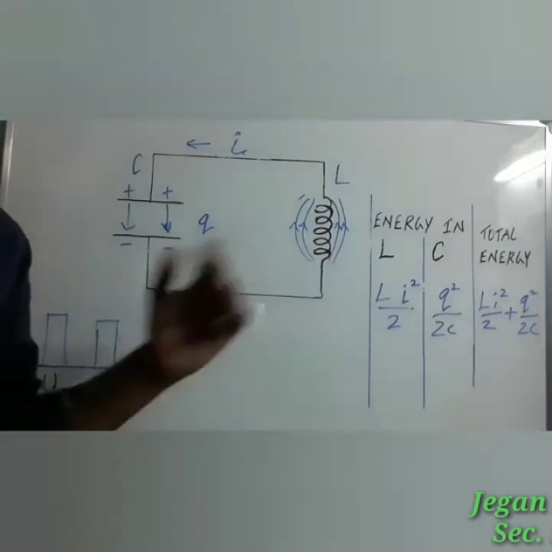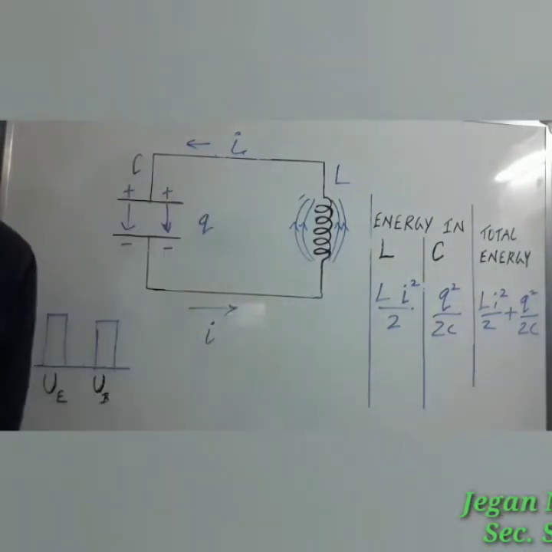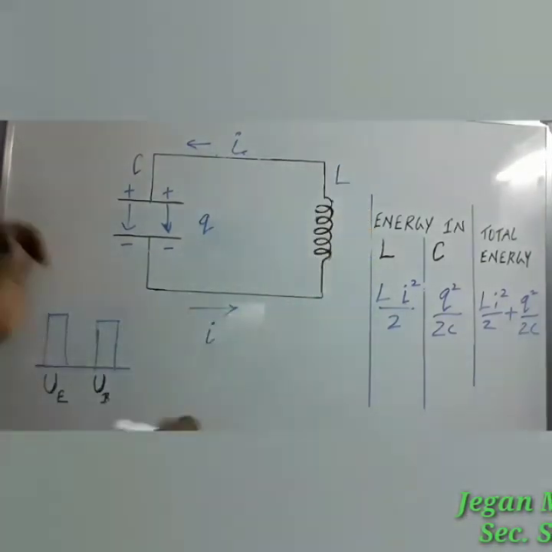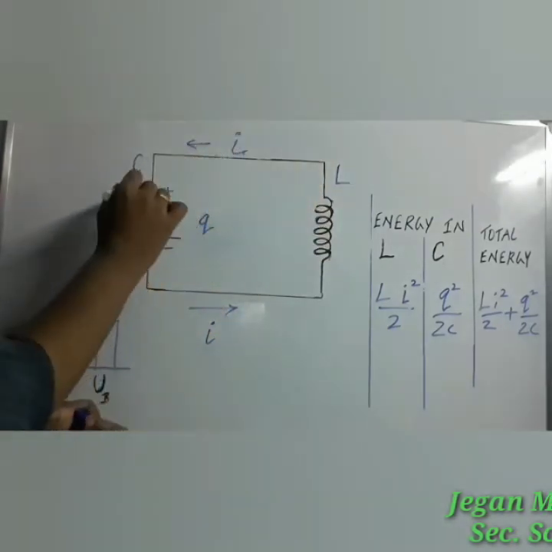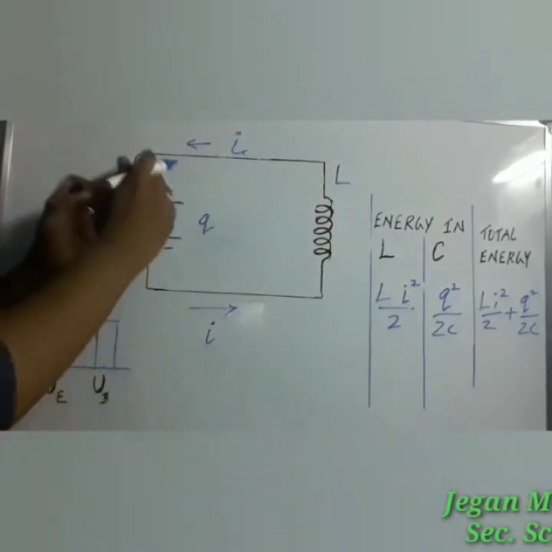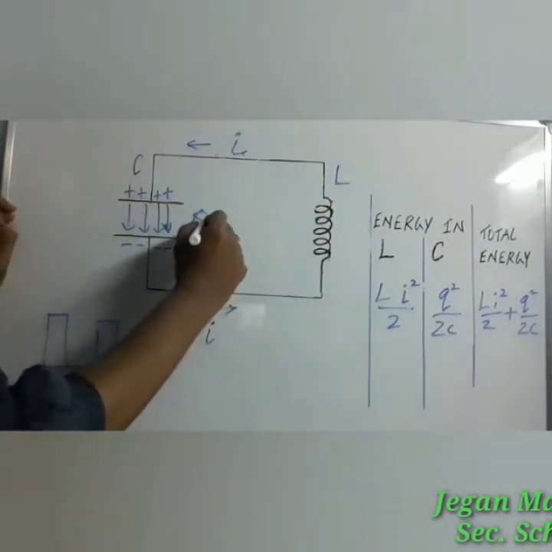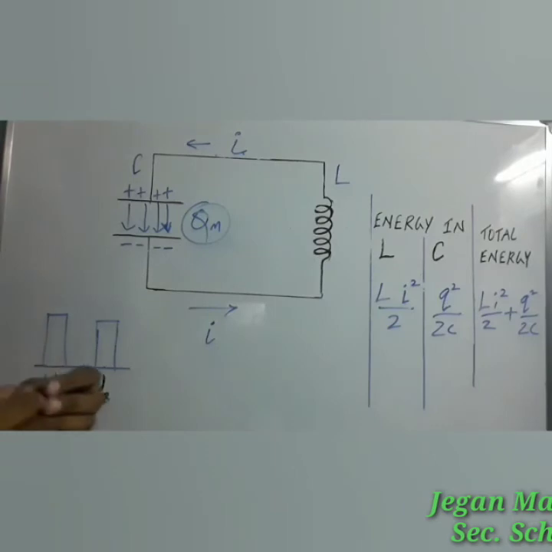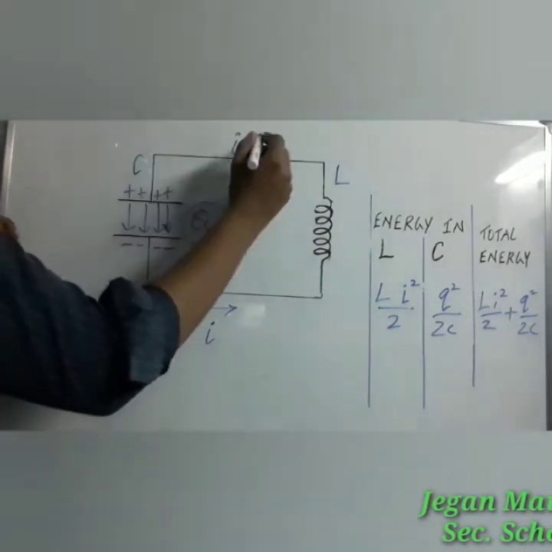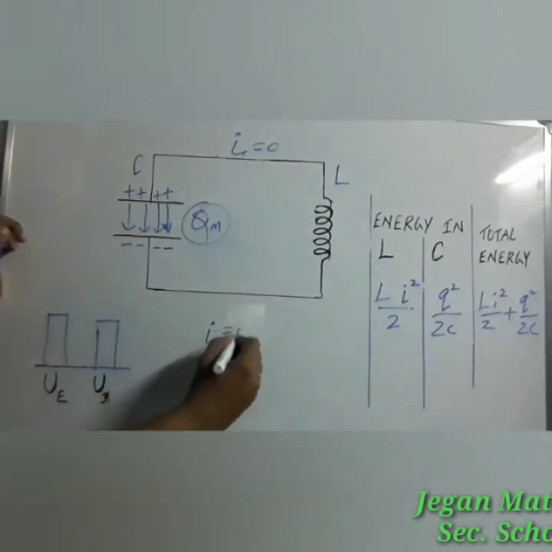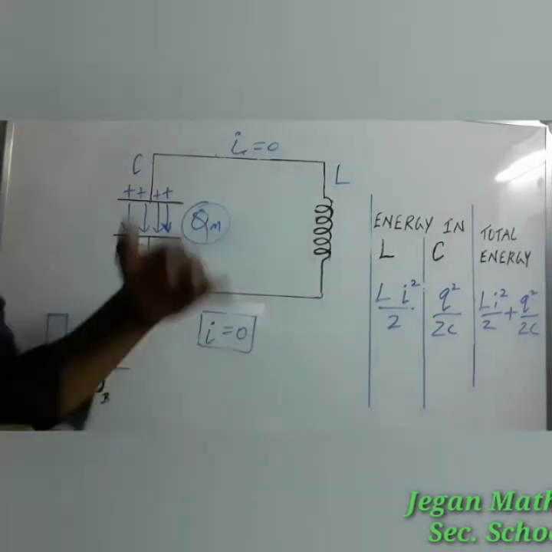Let us take the last case. Finally, the circuit returns to the initial stage. That means the energy stored in the inductor is fully over. So the total energy is gained by the capacitor. So it is fully charged now. So it has a maximum charge now, Qm. So there will be no more current. Current is equal to 0 now. You can watch it carefully. It is nothing but an initial stage.